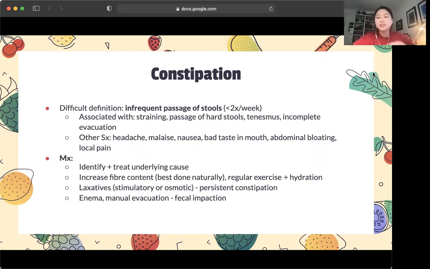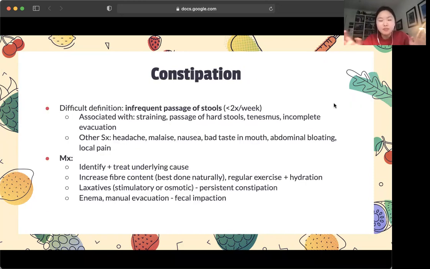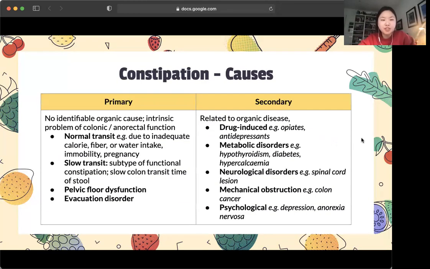Constipation, I feel like we've all experienced this before, is infrequent passage of stools, usually less than 2 or 3 times a week. Management is to identify and treat the underlying cause. You want to increase their fiber content, best done naturally, but you can give supplementation as well. Regular exercise and hydration help. You can also give laxatives, but we're going to talk through pharmacology as well.